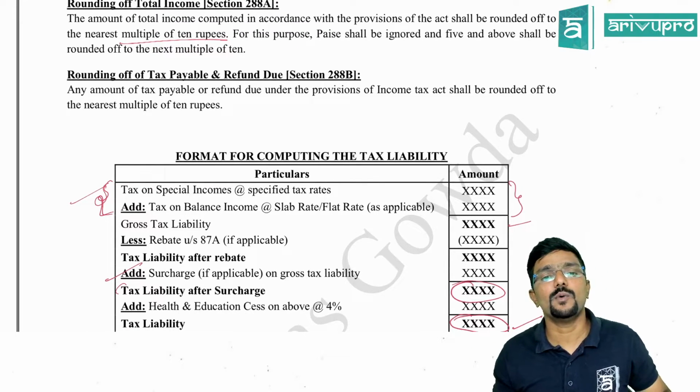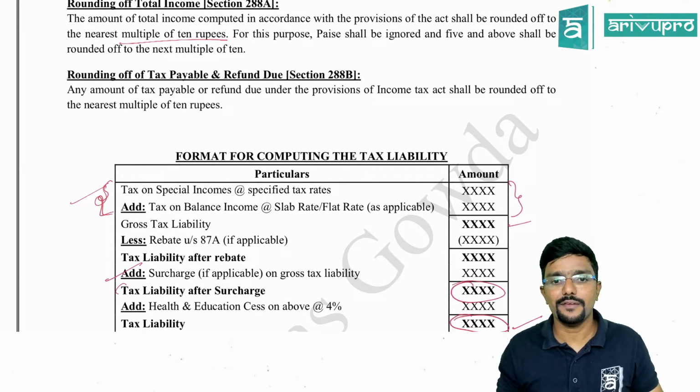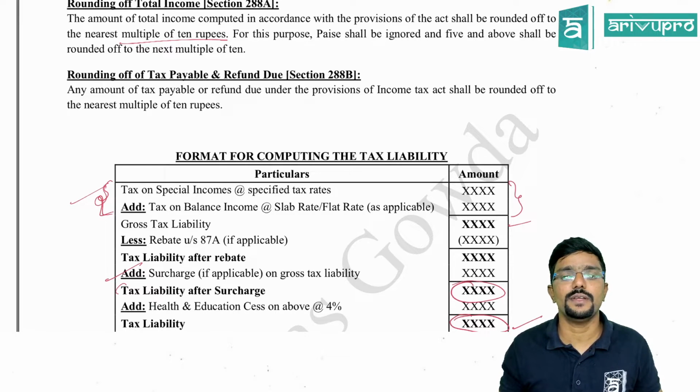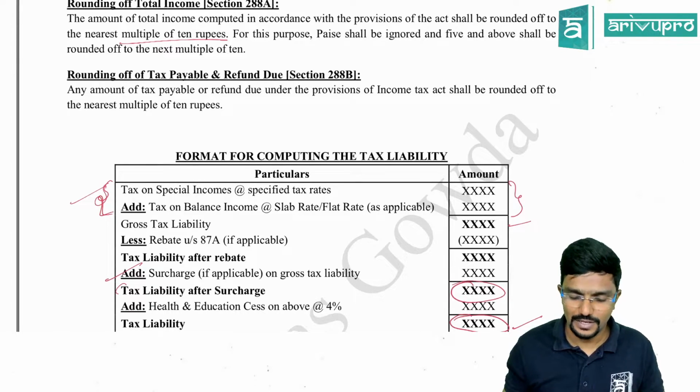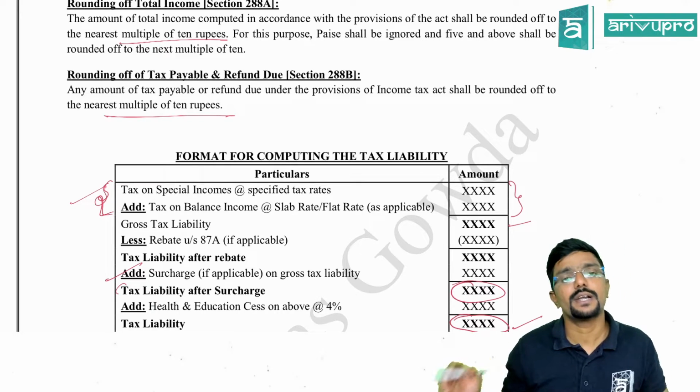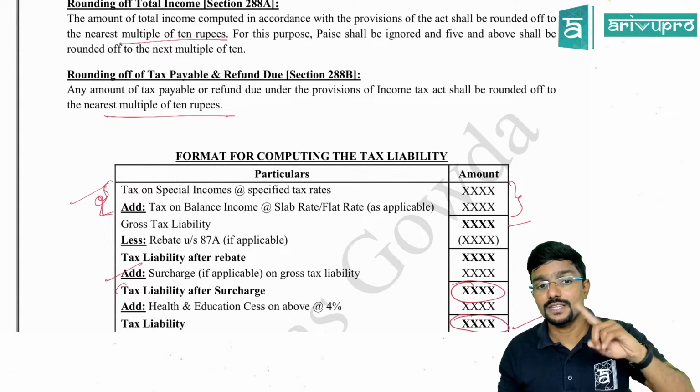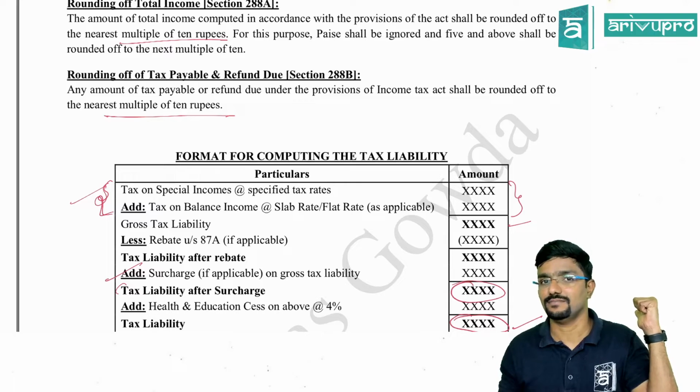Now, any amount of tax payable or refund due under the provisions of the Income Tax Act shall be rounded off again to the nearest 10 rupees. And please be careful, this rounding off is to the final figure, to the final tax figure.